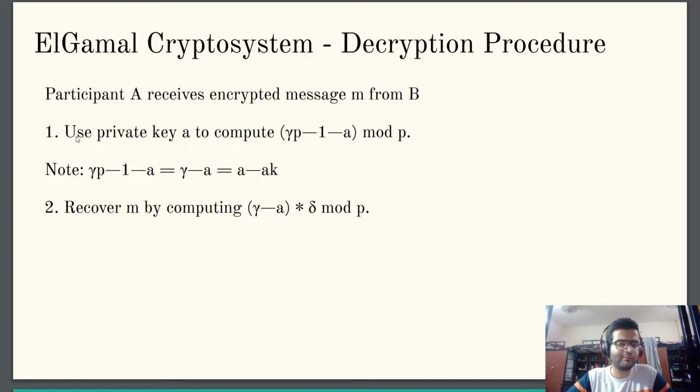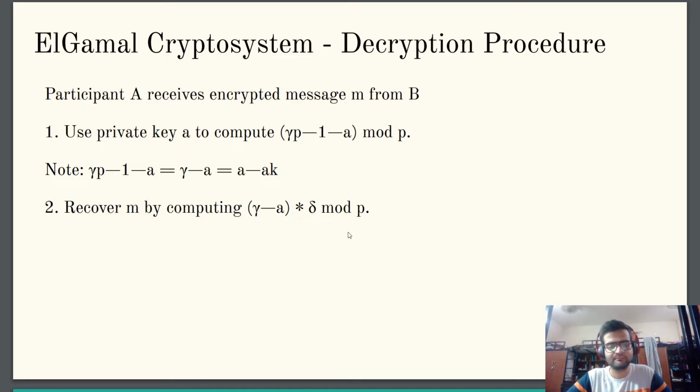Now, using the private key A, we will compute gamma^(P minus 1 minus A) mod P. But note here that gamma^(P minus 1 minus A) is also equal to gamma^(minus A), which is also equal to G^(minus A multiplied by k). Using this formula, we will recover M, which was the original message, by computing gamma^(minus A) multiplied by delta mod P.